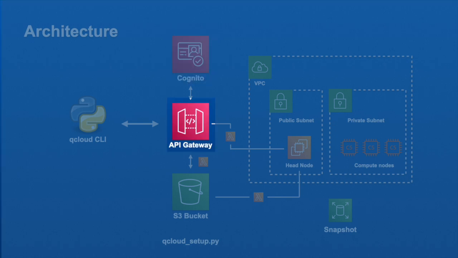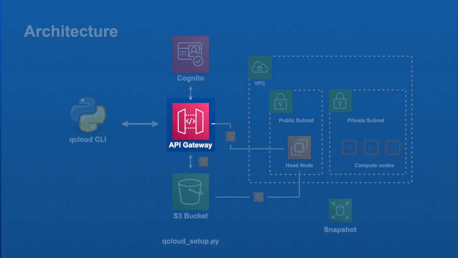The second stack is centered around API Gateway. The API Gateway service provides an endpoint for the REST API. This allows jobs to be submitted to the cluster without having to log into the head node. Users are authenticated using Cognito, and once this has been done, the gateway transfers the job data to the head node to be submitted to the scheduler.